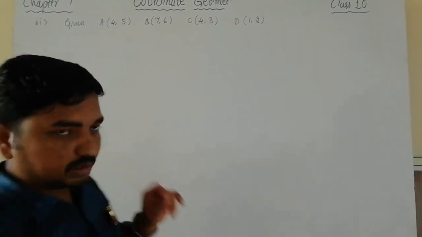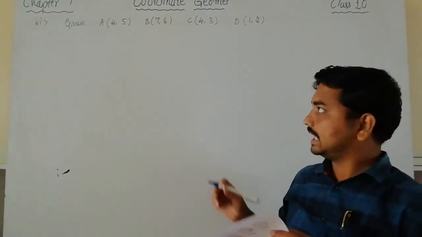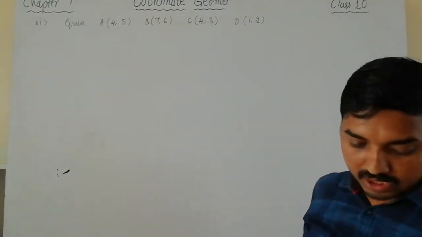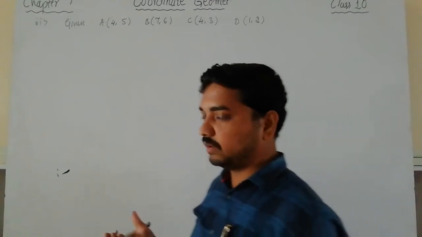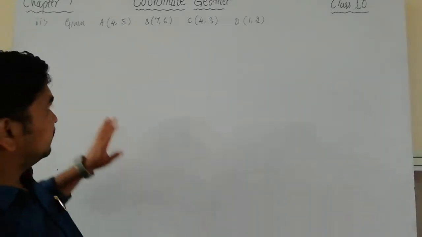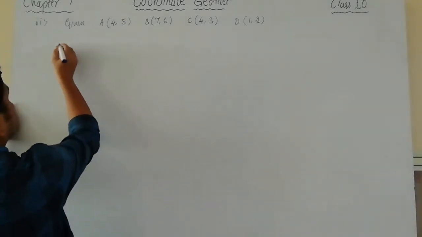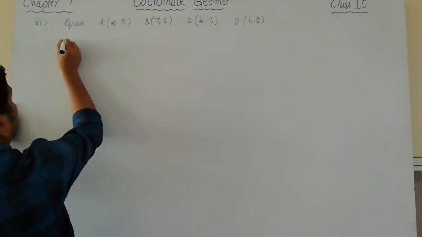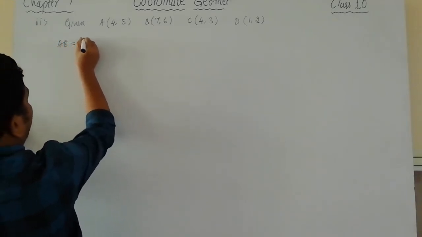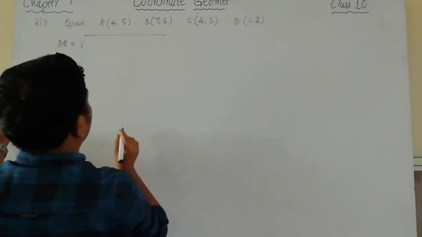So now look at the third sub question. The points are actually like this. I have taken A, B, C, D. Now let us verify what type of quadrilateral it is. First, the same thing. I am going to calculate first AB. Before this you have to write the distance formula. Remember.